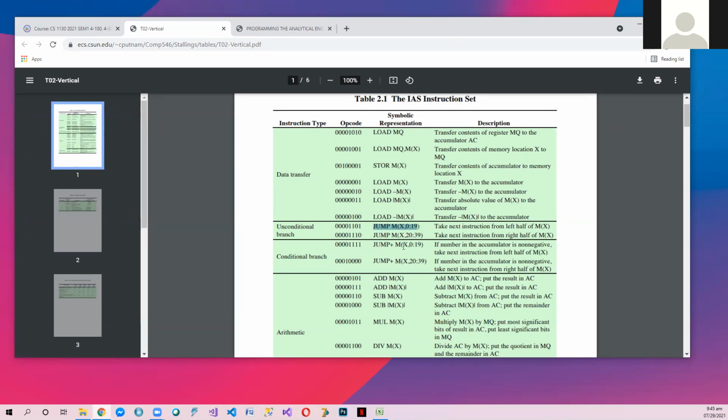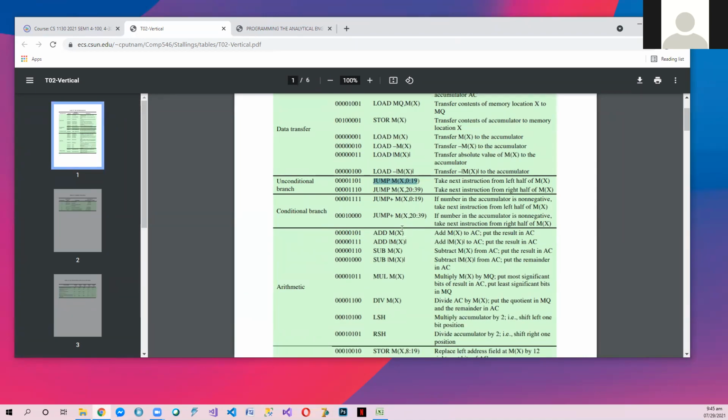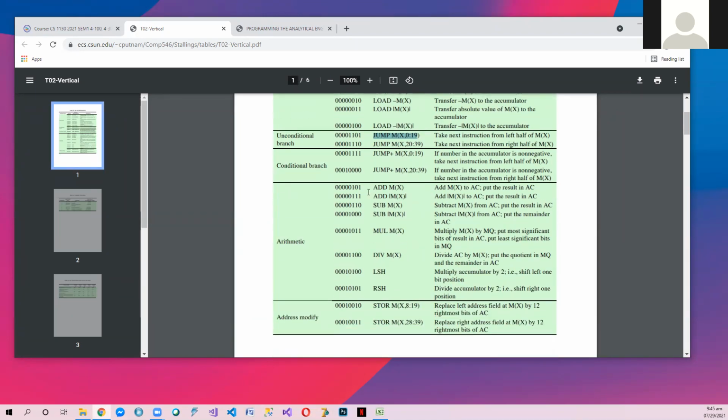Okay, you have jump plus. This is the equivalent of CF, the close equivalent. It's not exactly the equivalent. And we have the add and sub.